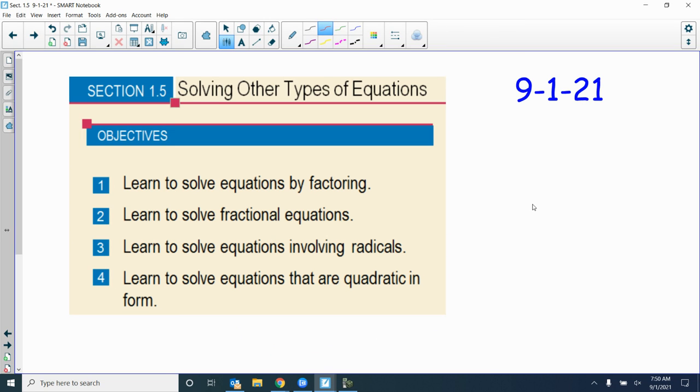All right. They just throw this as a unit. They just throw everything in here, solving other types of equations. We've already done factoring, but then they're kind of adding another layer to that one. Fractional equations, which means rational equations, anything where you have a fraction in it. We're going to look at one of those, and then radicals. We're going to look at those. We don't really get into the fourth one there, the ones that are quadratic in form.